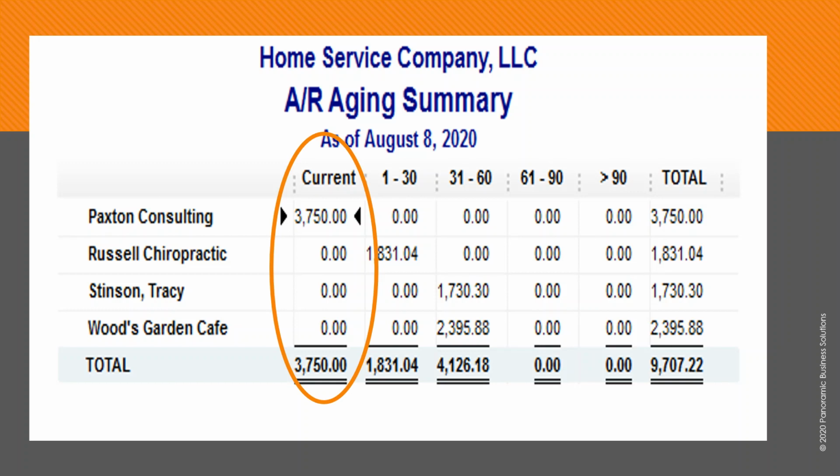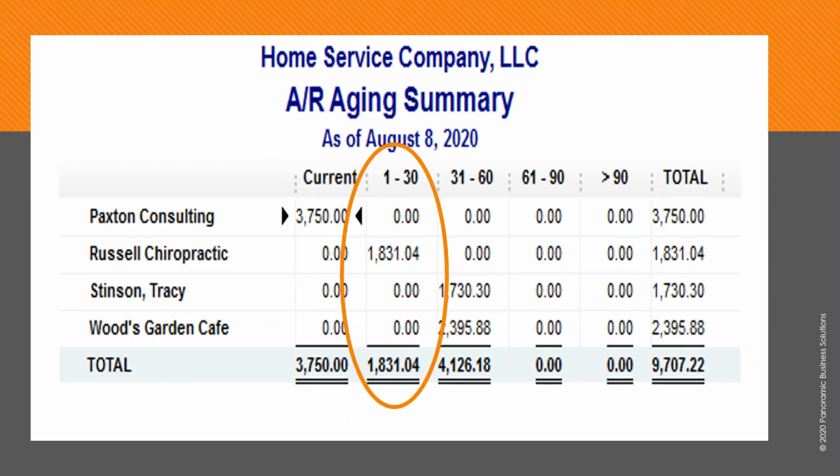This column shows you the amount that's owed from your customers, but it's not considered past due. An example would be for Paxton Consulting. Let's pretend like we provided service and sent them an invoice on August 1st, but we gave them 30 days to pay. So the due date's not until August 31st. Well, on August 8th, we ran this report, and the customer Paxton Consulting shows up in the current column because it's only been 7 days since we provided service. The customer is not considered past due.